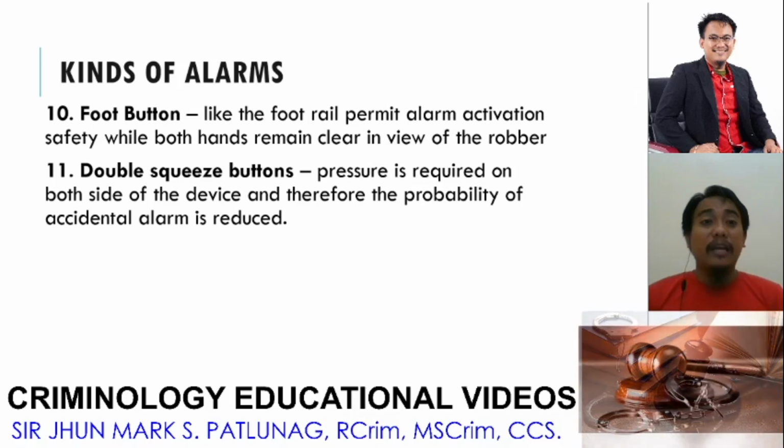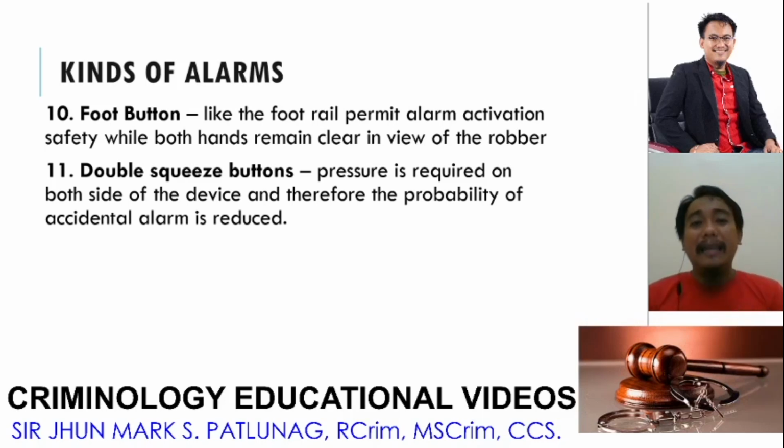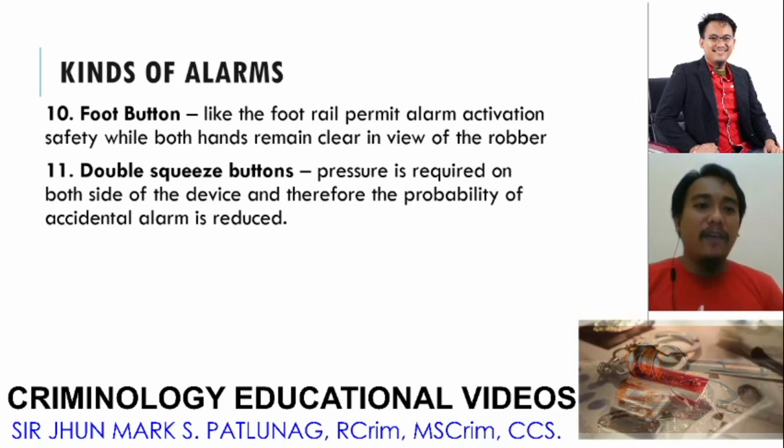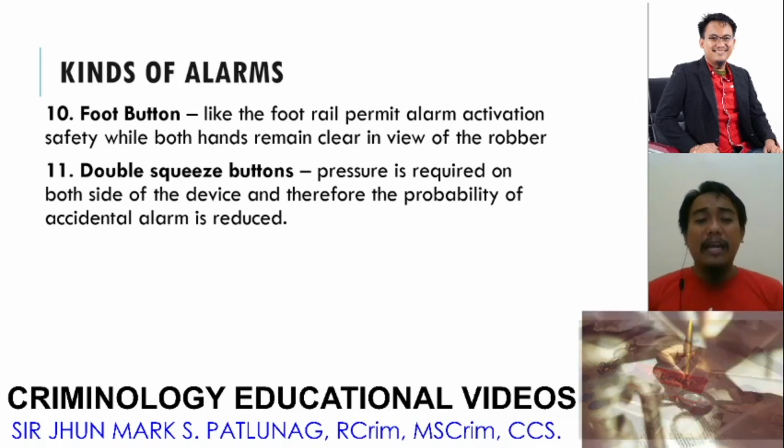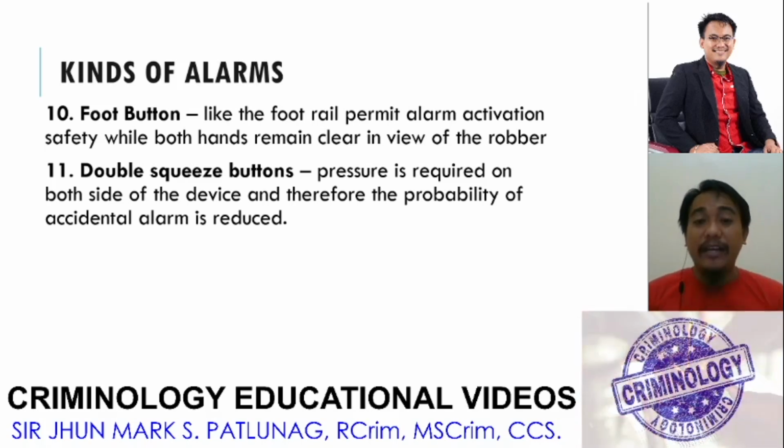Followed here is number 10, foot button. The same po siya with foot rail, but at this time you are using a button. Okay, like the foot rail, it permits alarm activation safely with both hands remaining clear in view of the robbers. Yung kamay nyo po is nasa lahat. Number 11, double squeeze button. Ito po yung mas maganda dito kasi double squeeze. Pressure is required on both sides of the device and therefore the probability of accidental alarm is reduced.